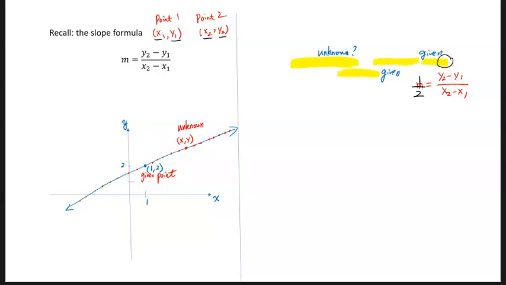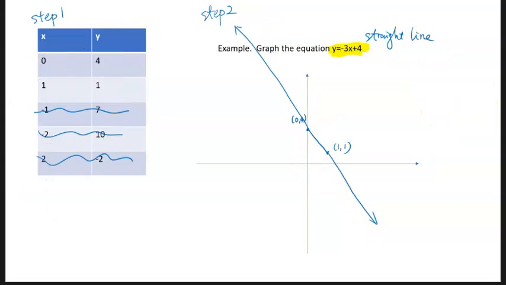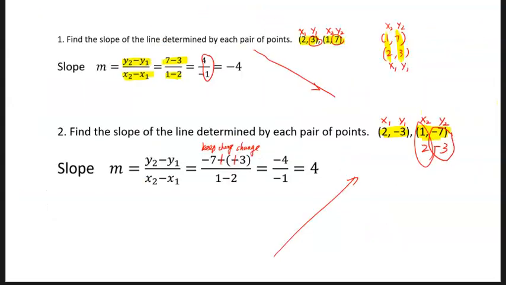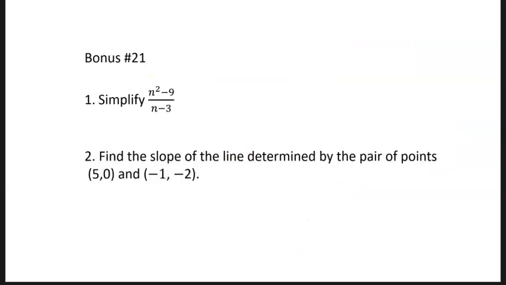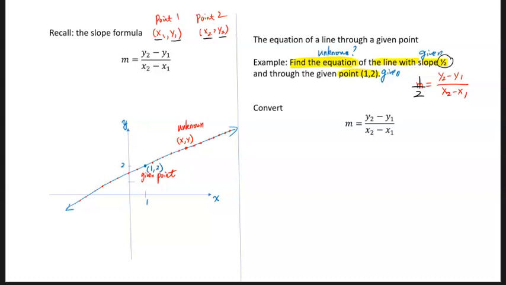I'm going to show you. Click here. In these two examples, we were given all these x1, y1, x2, y2. We plug into the formula, so we were able to find the slope m, which is a number. But in this case, we are given the slope, the number 1/2, and we also know one of the ordered pairs. So here we know x1 and y1.